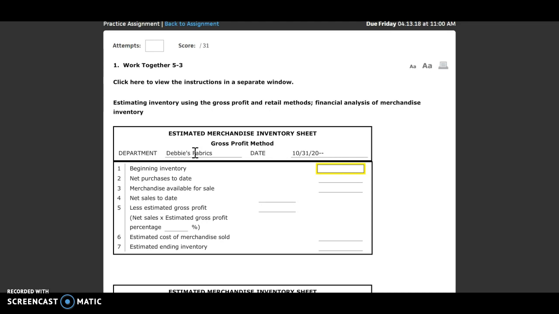Now, they give us two different options. They give us the cost and the retail. So when we're using our gross profit method, we're going to use the cost. So $96,850. Net purchases to date then, again, we're going to use cost, so $19,480. We're then going to add those two together. We should get $116,330.